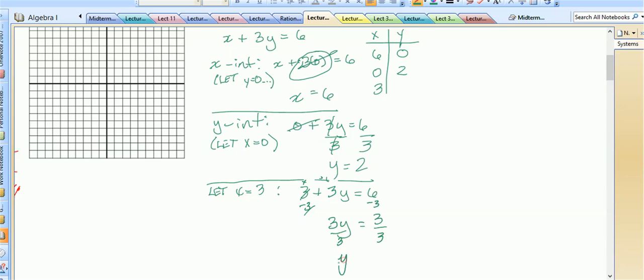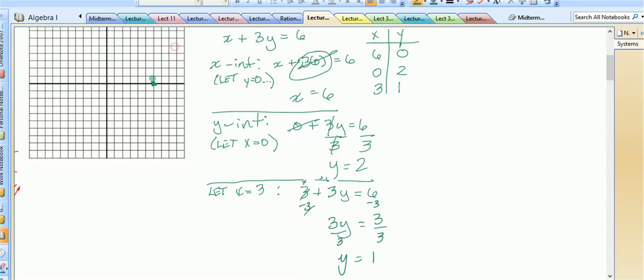Let's see what happens now. Let's plot some points. So 1, 2, 3, 4, 5, 6 to the right, 0 up and down. That will be our x-intercept. Now let's look at (0, 2). I have to make this a little bit bigger.